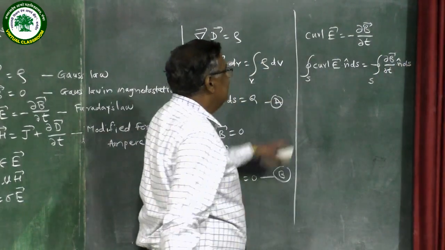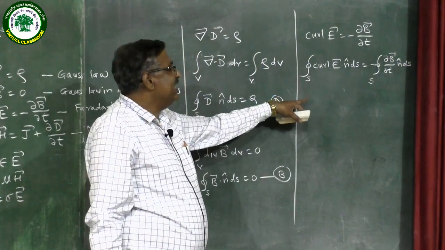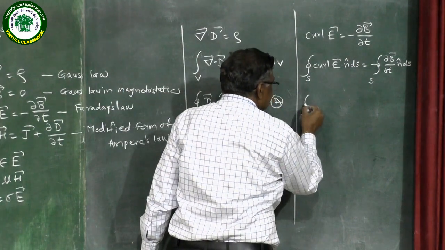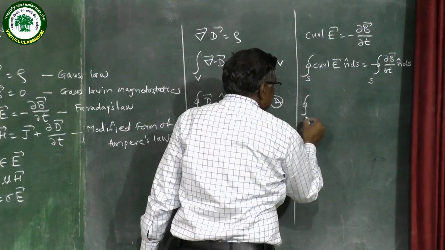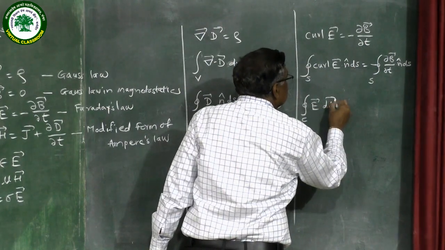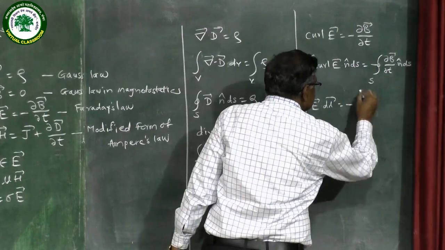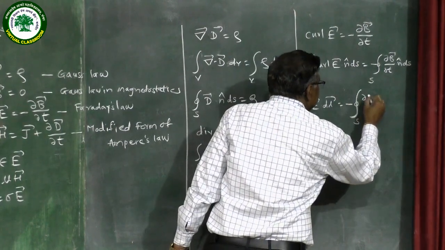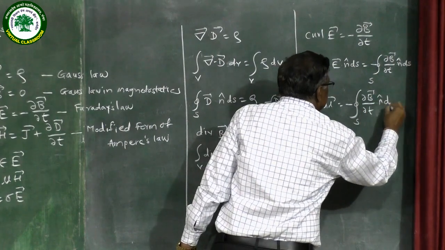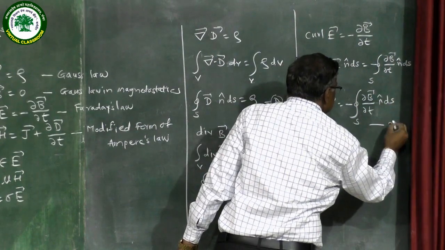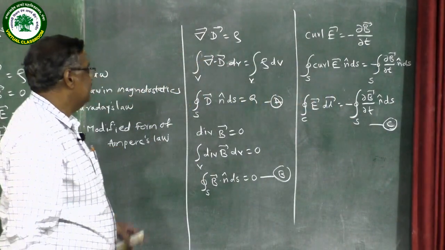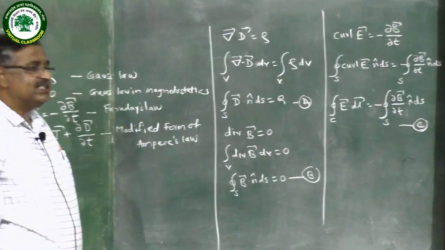Now this surface integral is transferred into a line integral by using Stokes theorem. So by using Stokes theorem, the left-hand side of the equation becomes integral over C of vector E dot dl is equal to minus integral over S of delta B upon delta T dot n dS. So this is the third Maxwell equation written in its integral form.